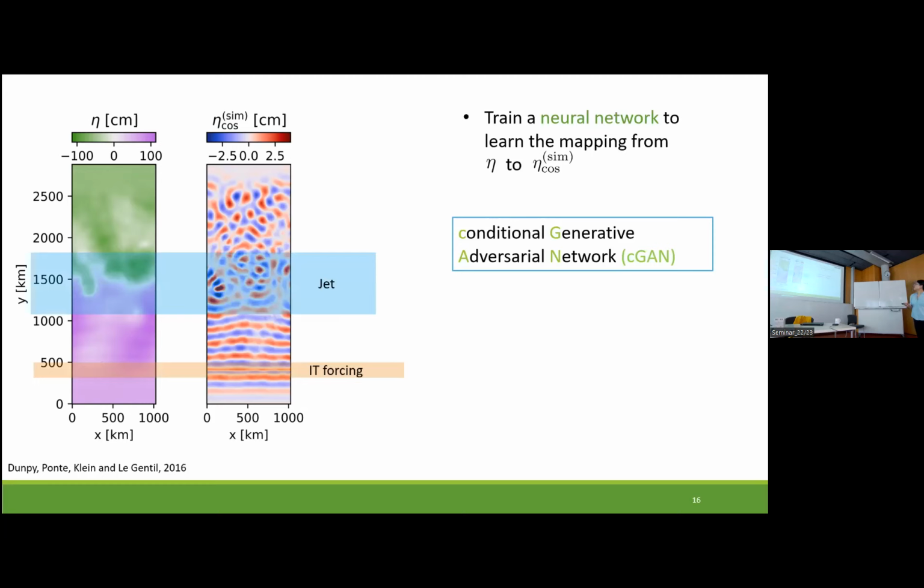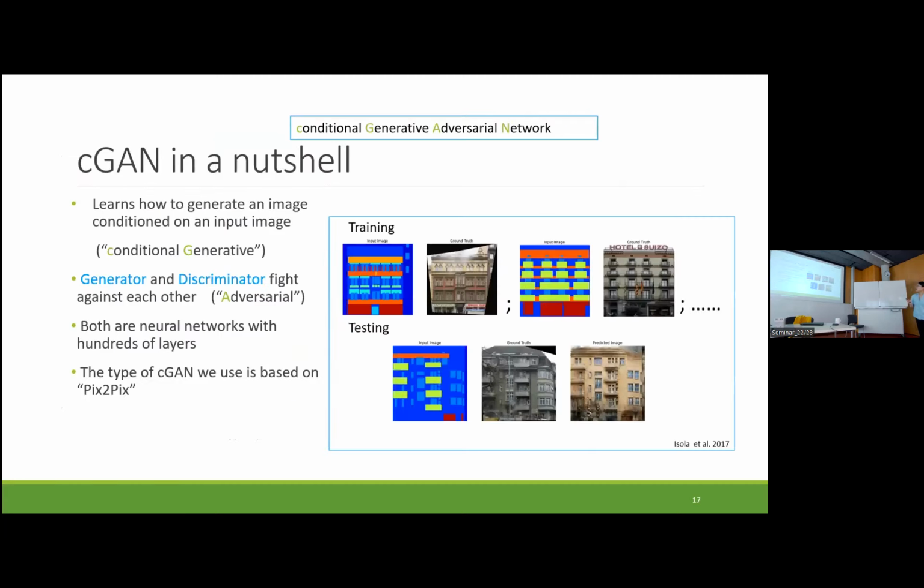So then the main idea of the project is to train a neural network to learn how to map from the raw sea surface height to the tidal imprint of the sea surface height. And the type of neural network we use is called the conditional generative adversarial network, or CGAN in this talk. And in a nutshell, a CGAN learns how to generate an image conditioned on an input image. So that's where the conditional and generative comes from in the name. And it is composed of two neural network architectures.